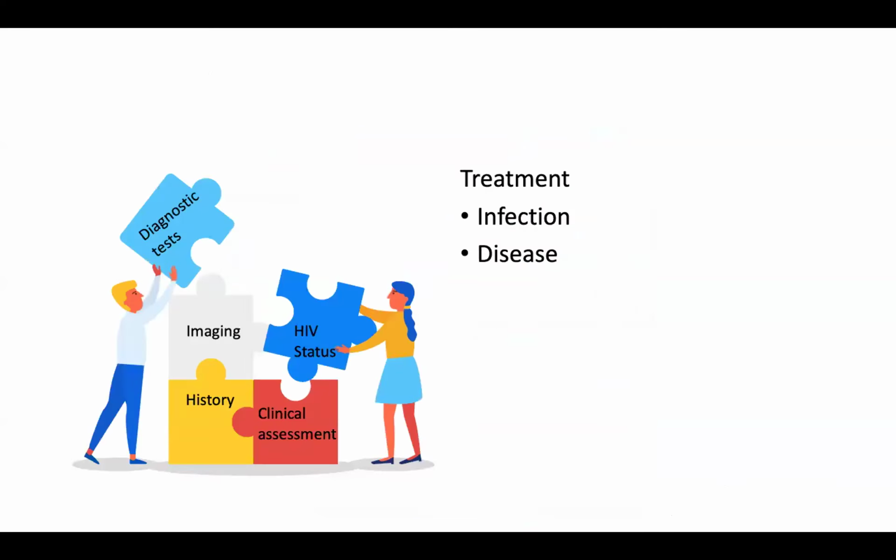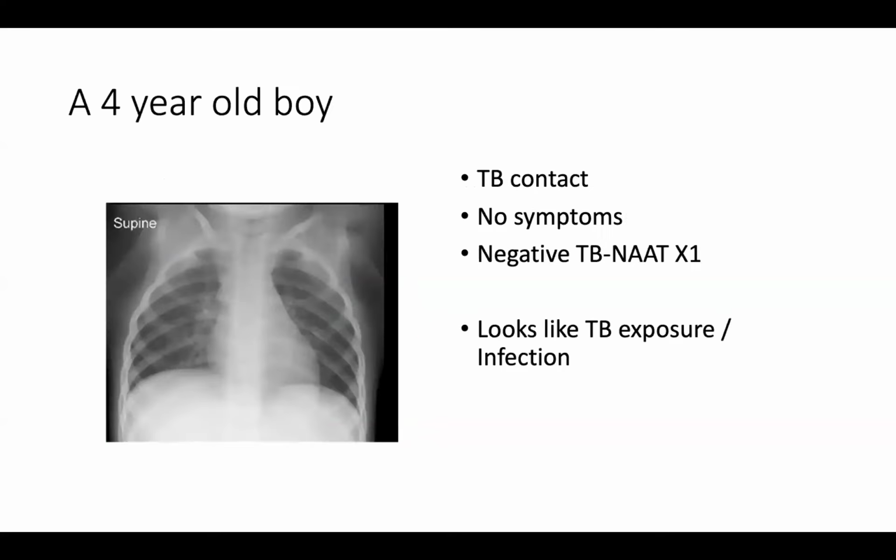So as I mentioned, and as Karen also mentioned, we need to use a combination of strategies that starts with the history and the clinical assessment, look at the availability of imaging and diagnostic testing, and always includes knowledge about the HIV status. And at the end of this process, we need to decide if somebody has infection, which we would treat with TPT, or disease, which needs full treatment.